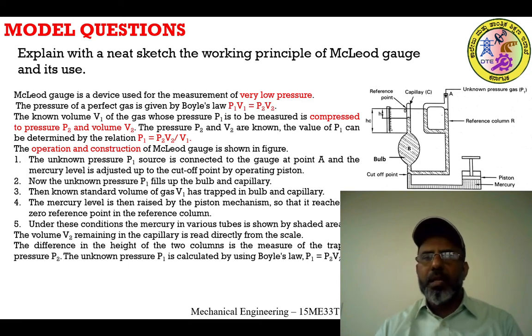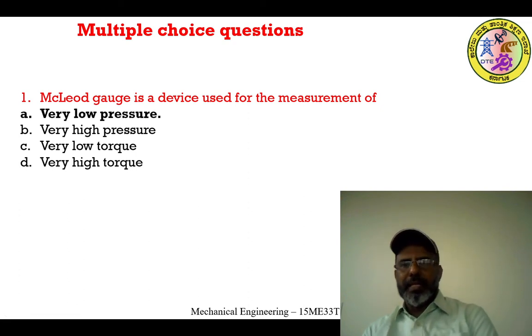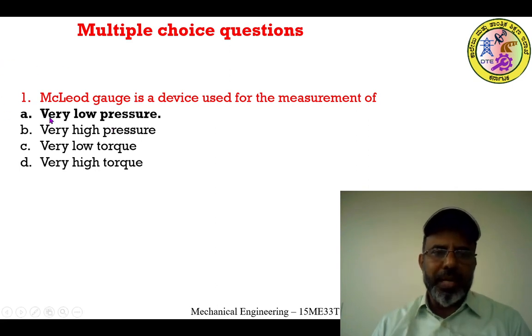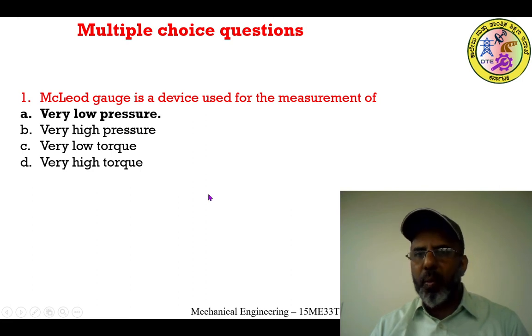Just for your knowledge, some MCQs are given here. Try to answer within 15 seconds. The first is, McLeod gauge is a device used for the measurement of: option A, very low pressure; option B, very high pressure; option C, very low torque; D, very high torque. The correct answer is option A: McLeod gauge is a device used for the measurement of very low pressure.